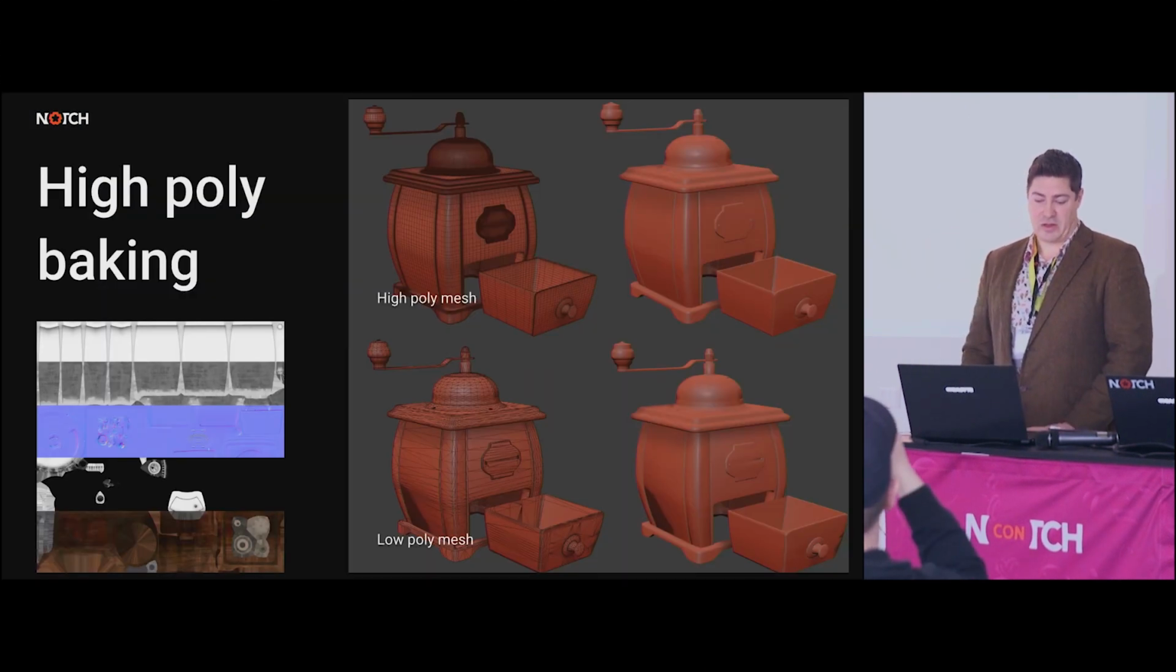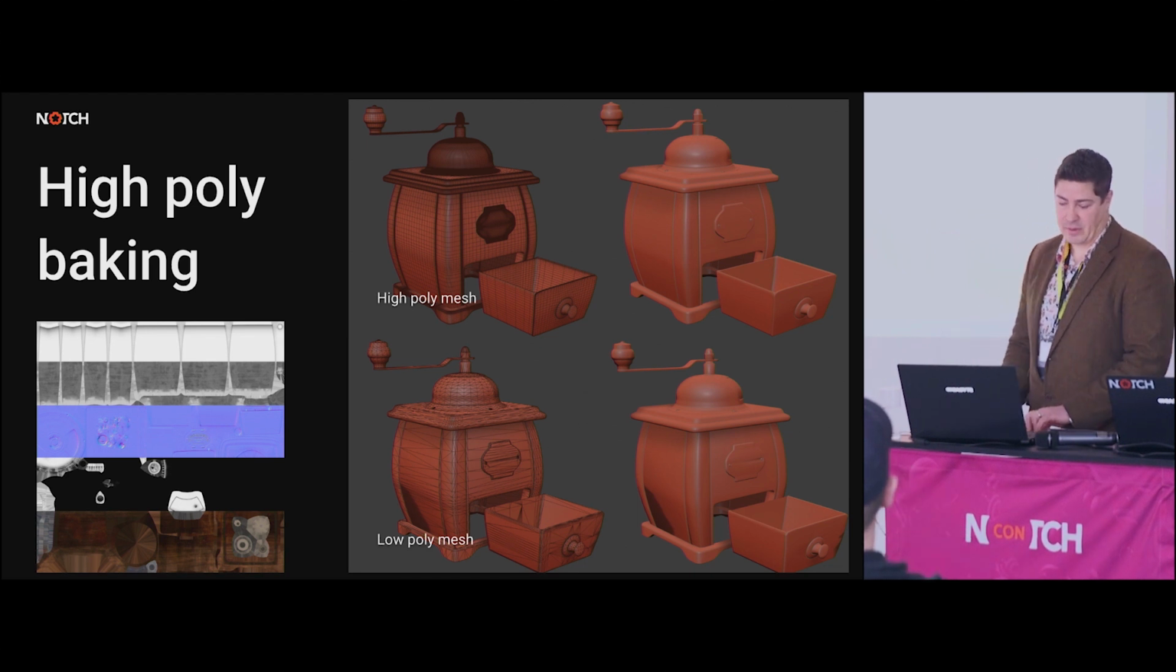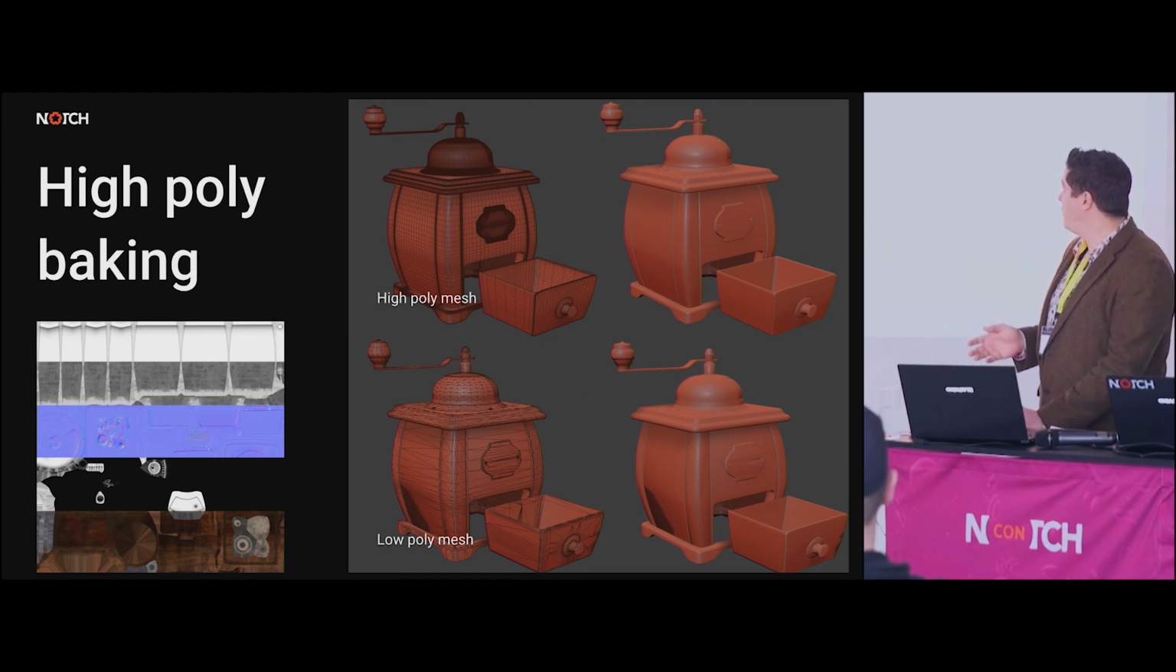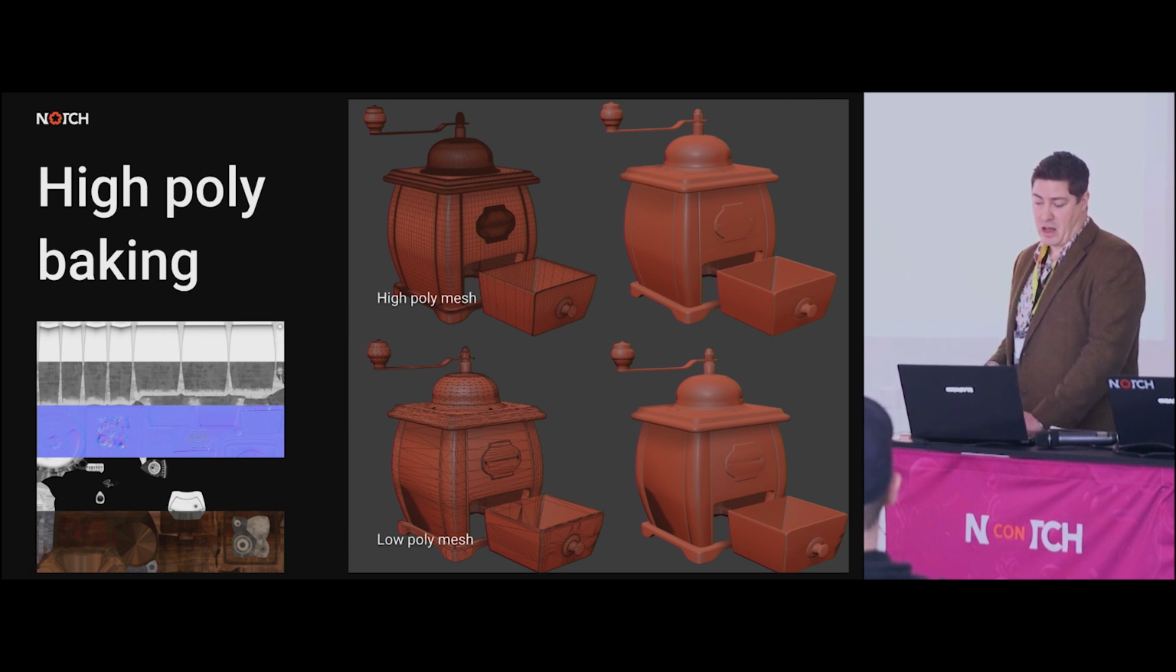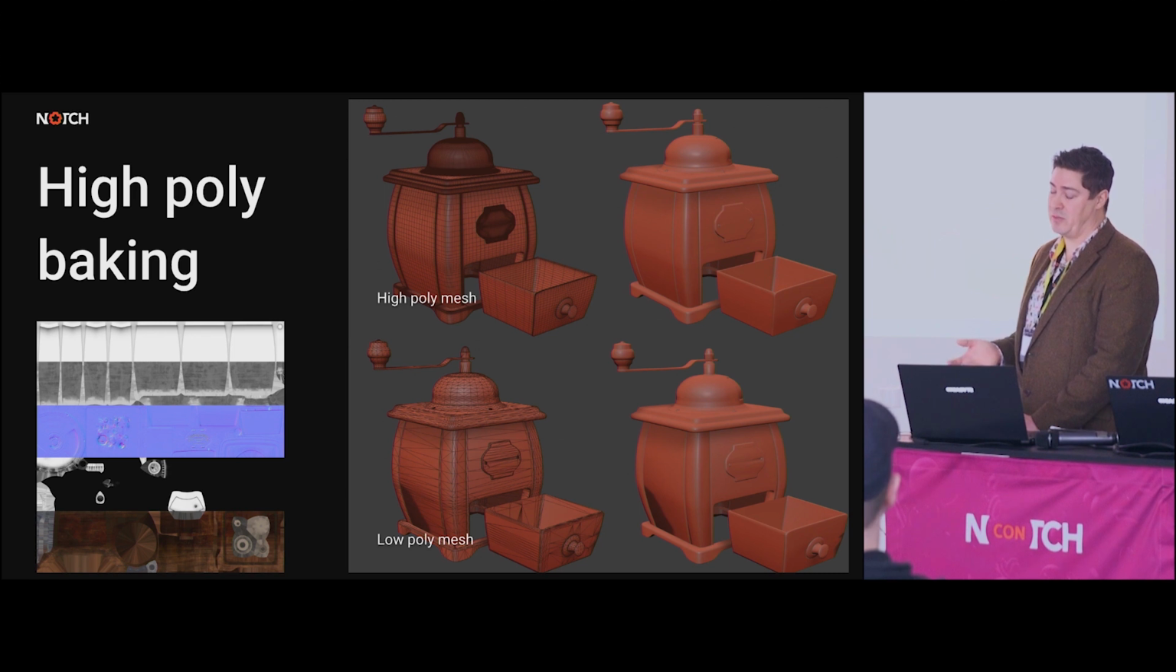So now we're going to move on to high poly baking. For the coffee grinder, we had an original high poly mesh that we started off with. A lot of people work in that way. They'll build a high poly mesh and then produce their low poly mesh from it. The high poly mesh is a good mesh to help generate the normal map and the ambient occlusion textures from.